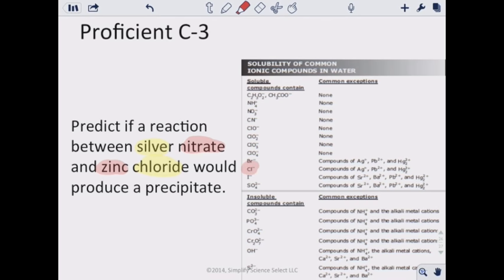It's in the soluble list, but let's look at its exceptions. A compound of silver, and it's silver chloride. That means it's an exception to being soluble, so now it's insoluble. So silver chloride will be a solid. Then we check, will zinc nitrate be a solid? Here's nitrate. Does it have any exceptions? No. So this reaction has occurred, and it will produce that silver chloride as a solid, and that zinc nitrate will be left in solution. That will still be aqueous.